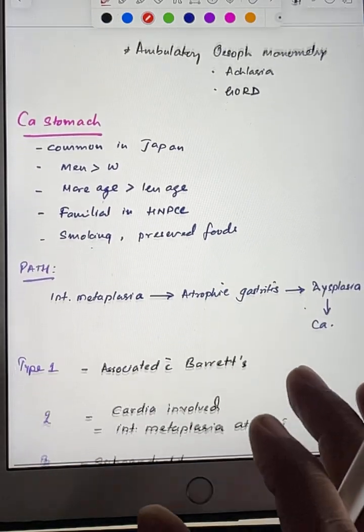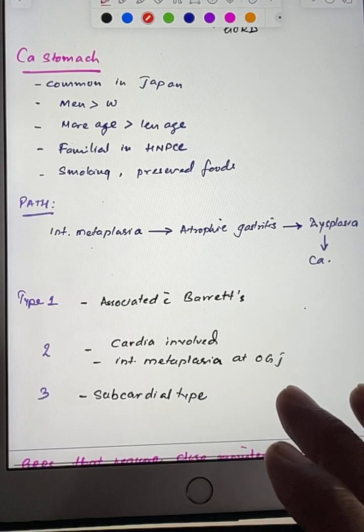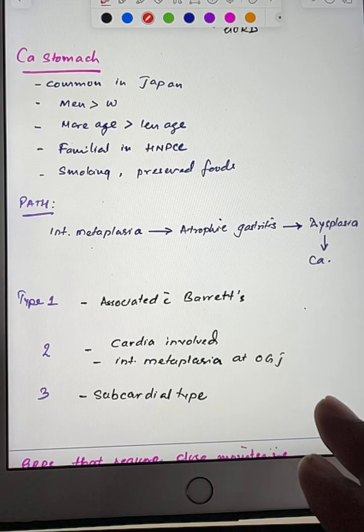Malignancy of the stomach is common in Japan, more common in males, and with increasing age, familial with HNPCC. Risk factors: smoking, preserved foods.